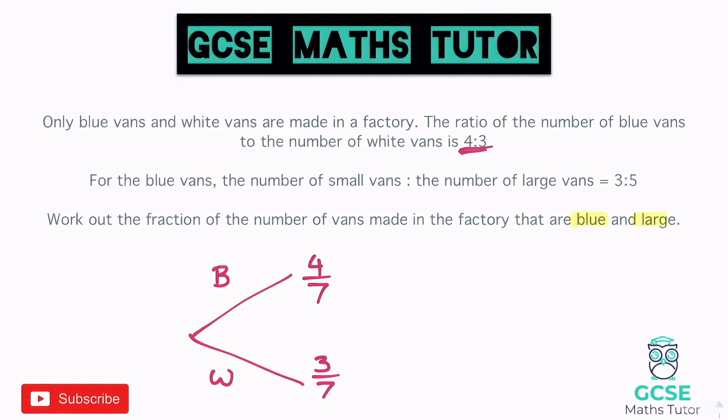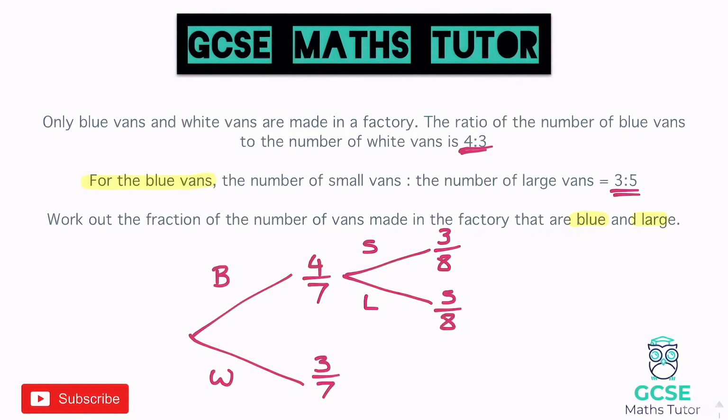But in this particular question, it just says for the blue vans, we've got small and large. So we're only going to do another branch coming off the blue vans here, and that's going to be our small ones and our large ones. And again, we've got a ratio here, it's 3 to 5, so it's out of 8 in total. So for the small vans, that's the 3, and that's 3 out of 8. And for the large vans, it's 5, and again, that's 5 out of 8.